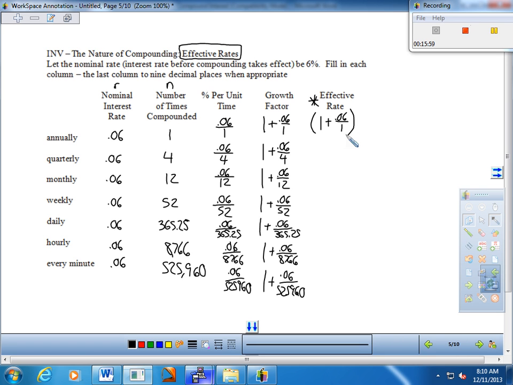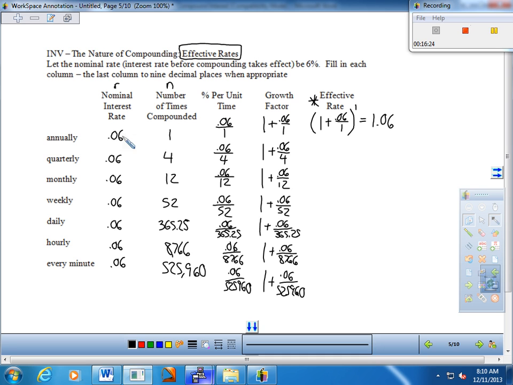And the question I would have for you in terms of each of these is how many times do I apply the growth factor over the course of the year? Well, obviously, if it's annually, then I only apply it once over the course of the year. So I'm going to raise it to the first. Now, I don't even need a calculator for this. If I did this on the calculator, I would just get 1.06, which, of course, if you exclude that 1 right there, is 6%. So if it's compounded annually, the effective rate is the same as the nominal rate because the interest didn't earn interest over the course of the year.